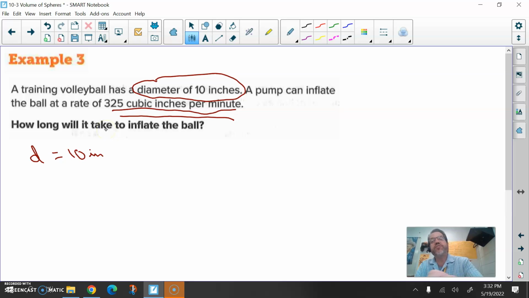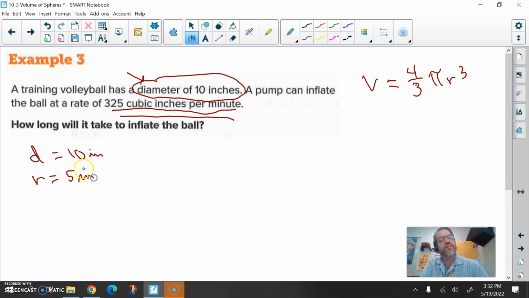So the first thing I'm going to need to do is find the volume of the ball. How much air is it going to take to fill up that volleyball all the way? And so I use my formula for spheres. Volume equals 4/3 times pi times the radius cubed. Now again, we're given the diameter here. So how do I find the radius? Hopefully you know that you need to divide the diameter by 2. 10 inches divided by 2 is 5 inches. So our radius is 5 inches. And again, for pi, we're going to use 3.14.